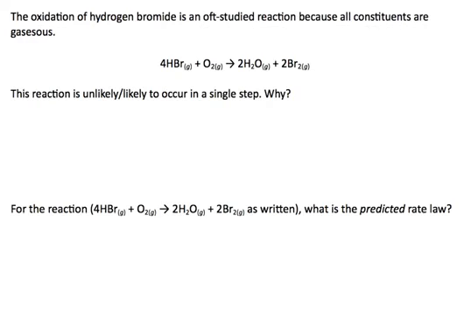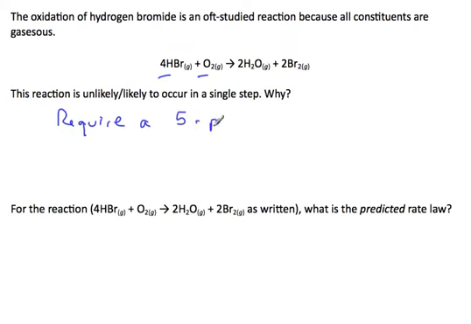This is a pretty commonly studied, or was commonly studied, reaction in terms of trying to come up with a plausible reaction mechanism. Here we have hydrogen bromide plus oxygen yielding water and bromine, all in the gaseous state. That's why it was a useful reaction to study. Gases are pretty easy to manipulate. So the reaction as written is unlikely to occur, and why would that be? Well, look at the molecularity, 4 and 1 in terms of stoichiometry. What we're looking at here is you'd require a 5-particle collision.